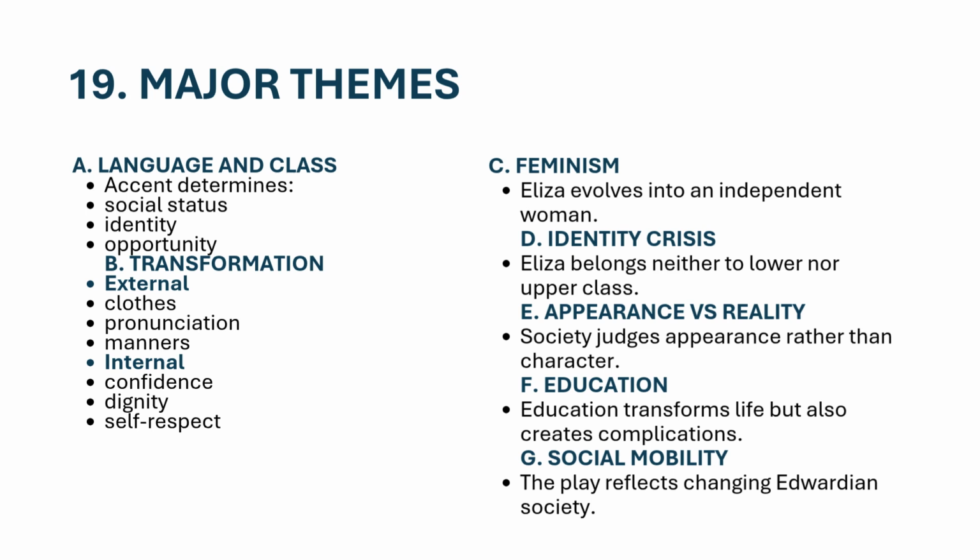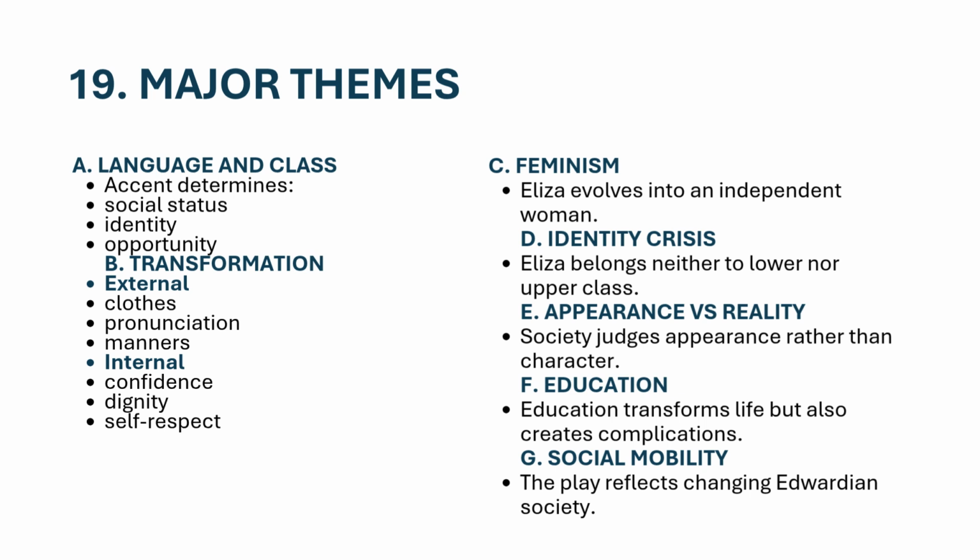For example, in Act 1, Eliza is treated as a poor flower girl because of her Cockney accent. After training, the same people who would ignore her begin treating her like a lady. Shaw therefore exposes how unfair social judgments can be. The second major theme is transformation. Transformation operates on two levels in the play.